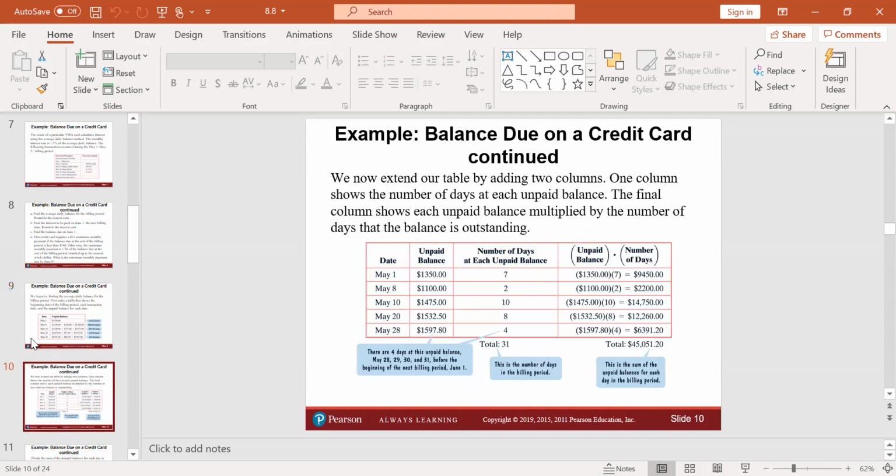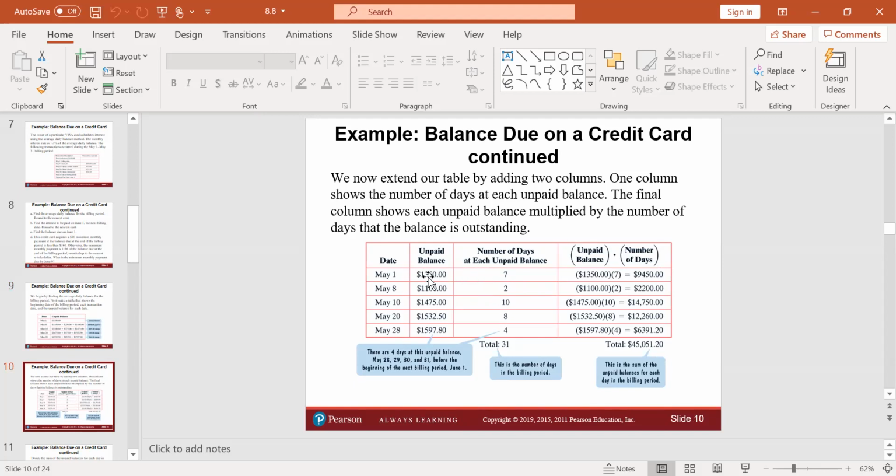So what we're going to do, it's a little bit weird how it works out. There's 31 days in this month. We're going to say for the month of May, we took 7 days of having a $1,350 balance. So we do the unpaid balance times 7. Now this $9,450 is not quite what you think it is. It doesn't mean we owe $9,450. It's a computation we do in order to find this average balance.